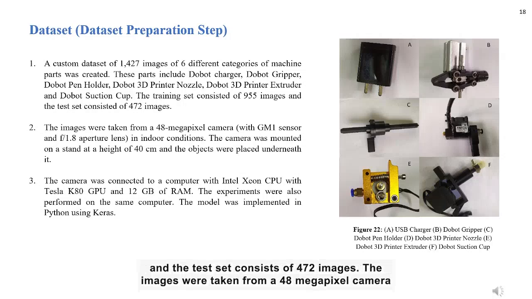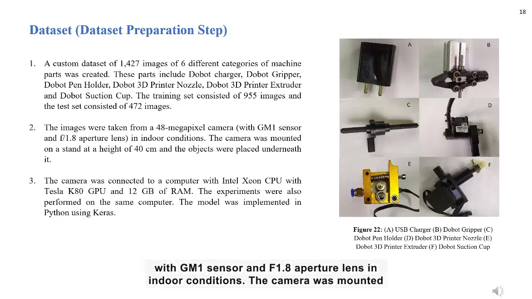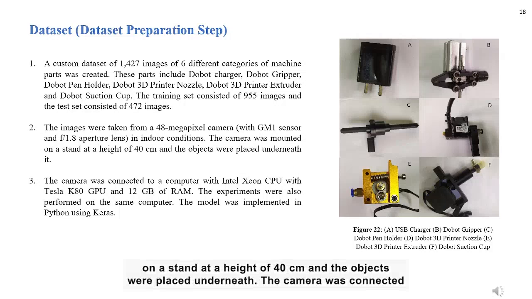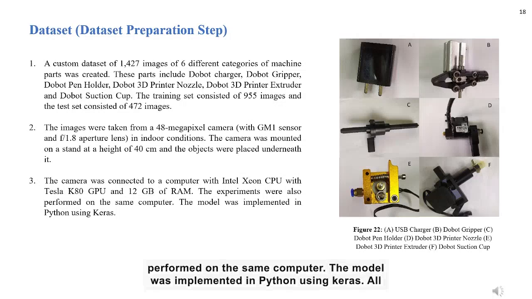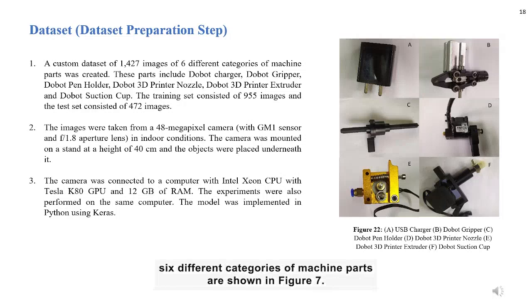The images were taken from a 48 megapixel camera with GM1 sensor and f1.8 aperture lens. In indoor conditions, the camera was mounted on a stand at a height of 40 cm and the objects were placed underneath it. The camera was connected to a computer with Intel Xeon CPU with Tesla K80 GPU and 12 GB of RAM. Experiments were also performed on the same computer. The model was implemented in Python using Keras. All 6 different categories of machine parts are shown in figure 7.